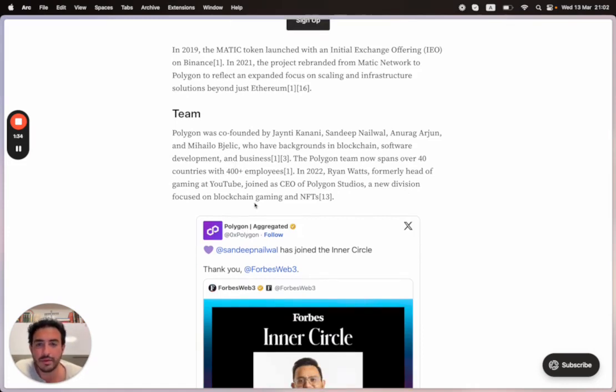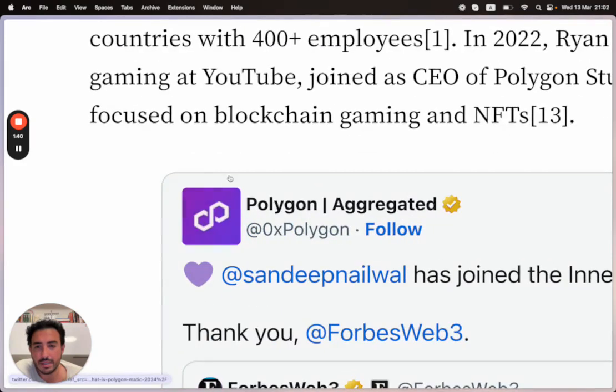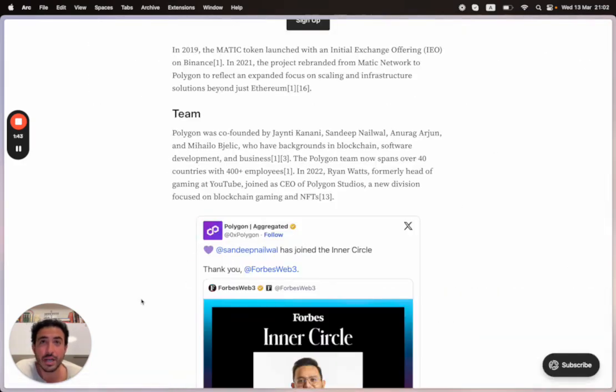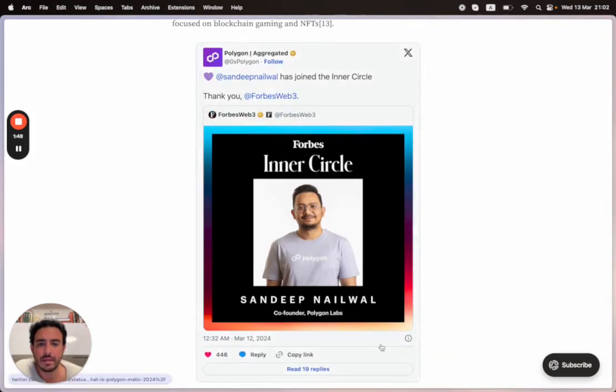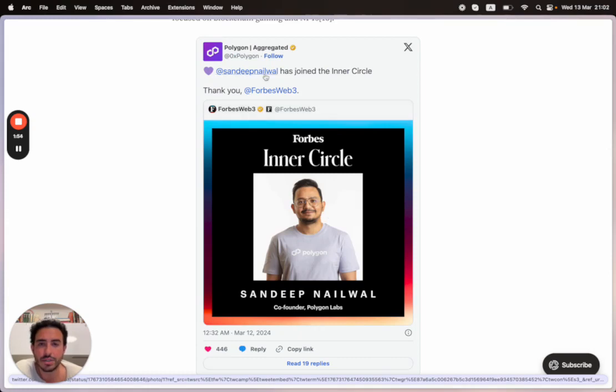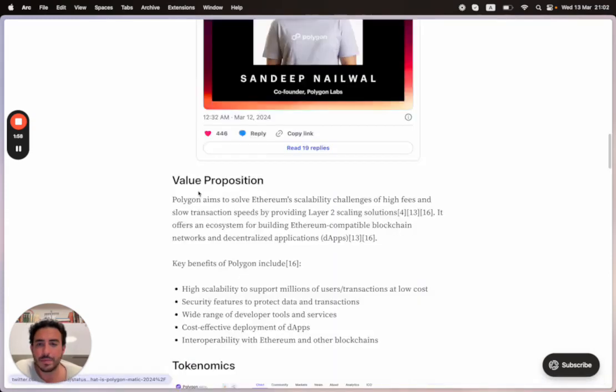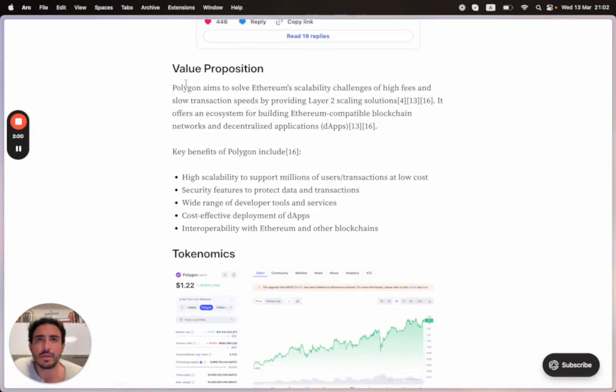Very multi-sided, a lot of shapes, like you could see here. And it also looks like a chain, which is really cool. Polygon was co-founded by, okay, so we talked about it. This is one of the co-founders, Sandeep Nailwal. You can check him out and give him some love on Twitter. And let's go ahead and tackle the value proposition.